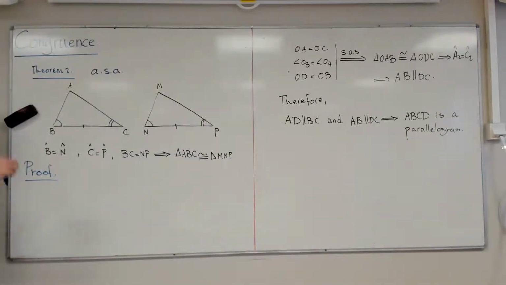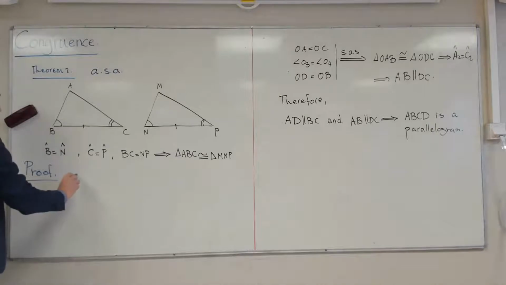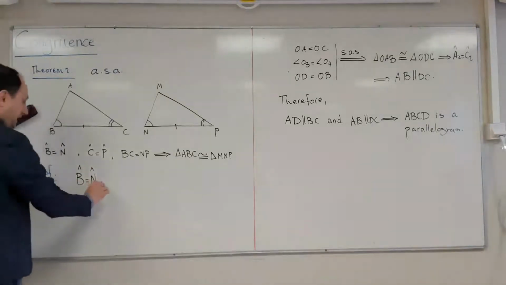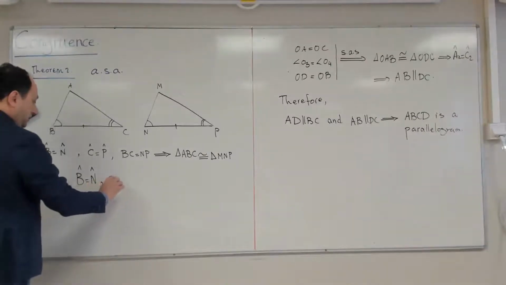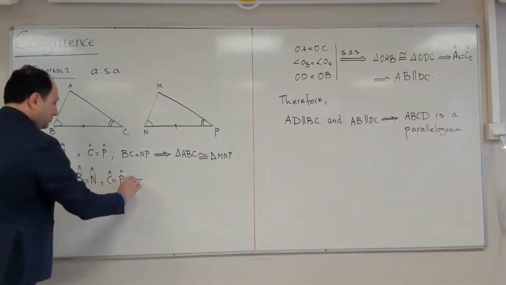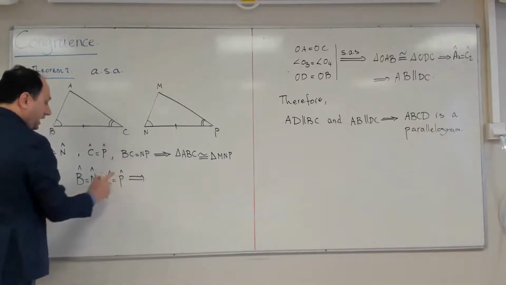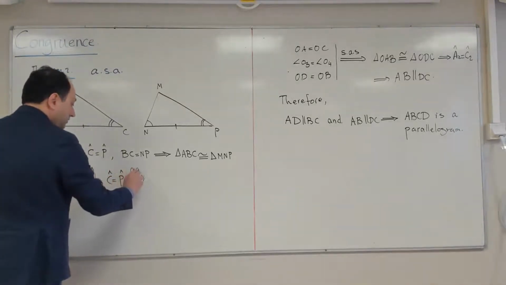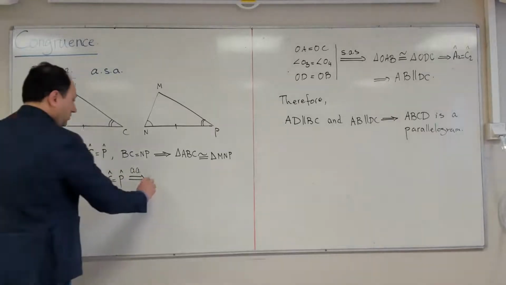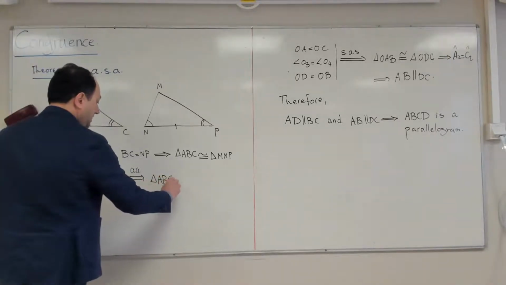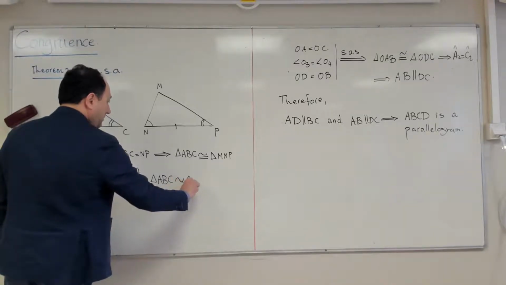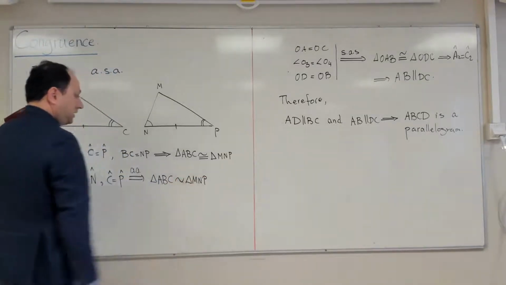So let me ask you a question. If someone tells me just this information, that B is equal to N, only this piece, and C is equal to P, can you tell me what I can conclude? Assume that no one tells me about this. I have only these 2 pieces of information. Yes? They are similar. So it means that based on the angle theorem, triangle ABC is similar to the triangle MNP.